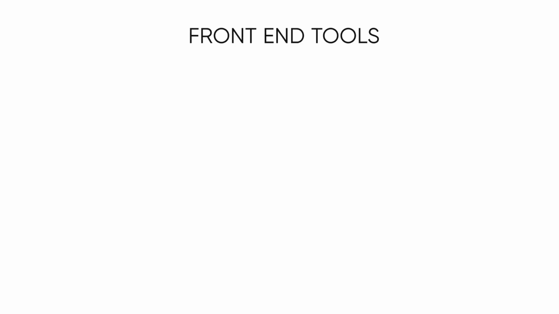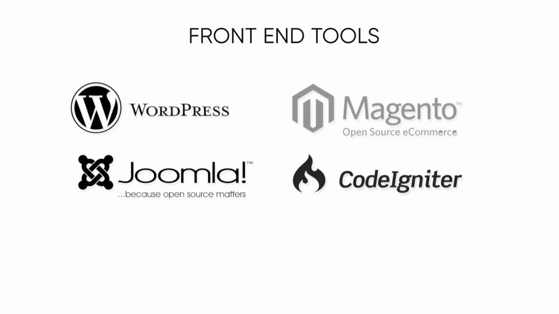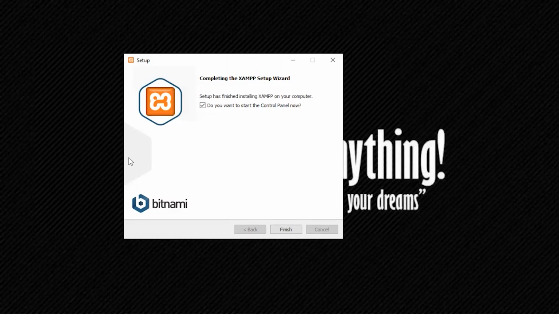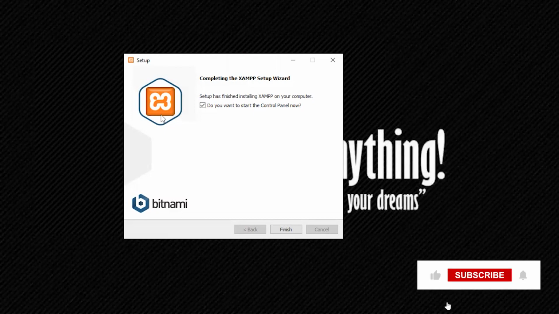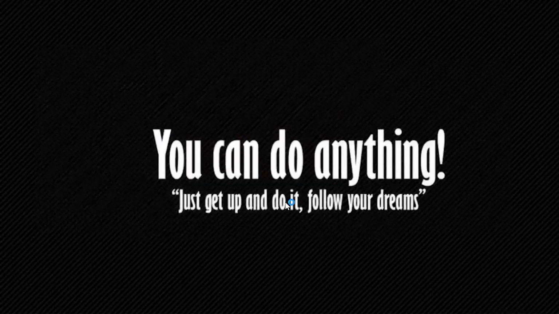Using some front-end tools like WordPress, Magento, Joomla, CodeIgniter, Laravel, these are some famous tools for creating websites. So now the setup has finished installing XAMPP on your computer. Do you want to start the control panel now? If you click on the checkbox and finish, it will start XAMPP on your system.